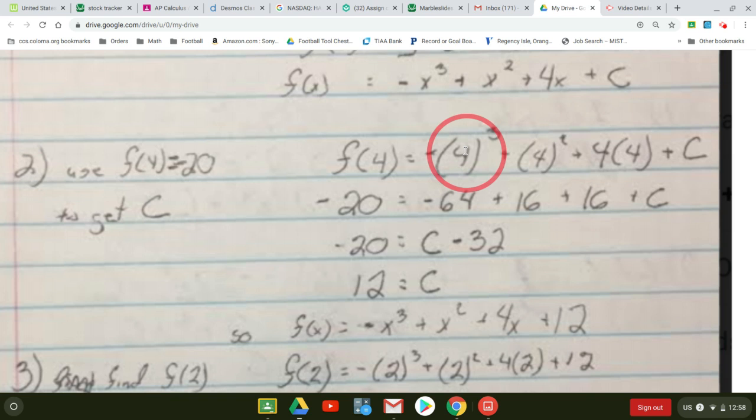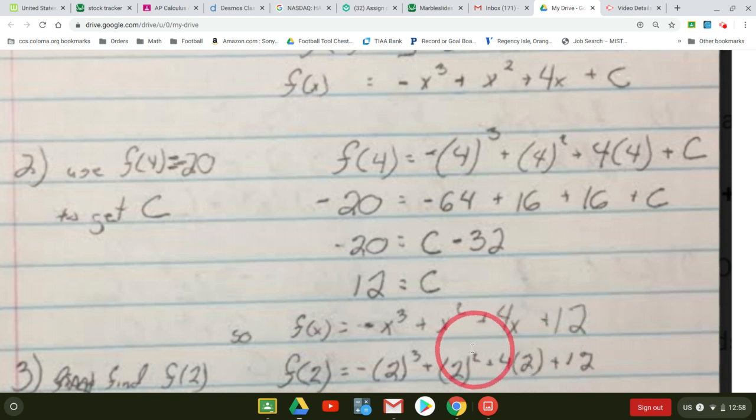Now we put our 4 in on the right-hand side everywhere that there's an x. Okay, that's going to be negative 64. That's 16. That's 16 again. So over here, negative 64 plus 2 positive 16s is a negative 32. And when we add that positive 32 to the negative 20, we figure out that c is 12. So instead of f of x being this, right here, we don't need to have this c anymore. We want to put a 12 there.